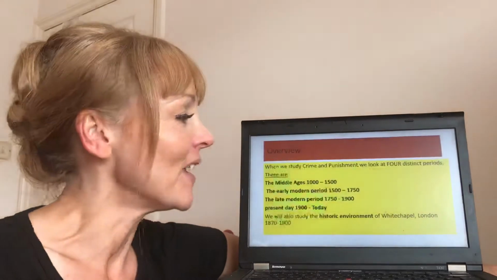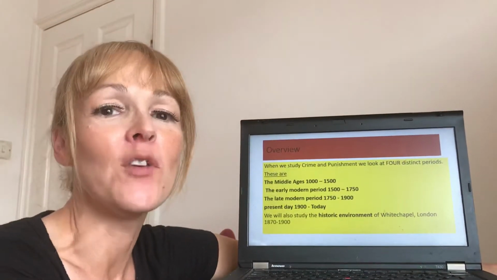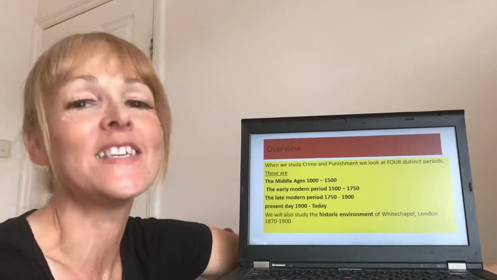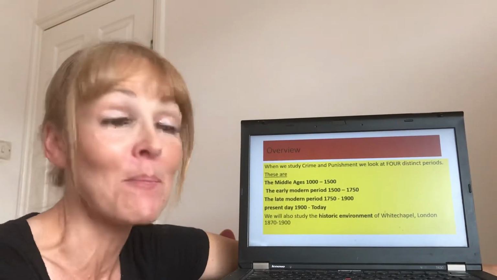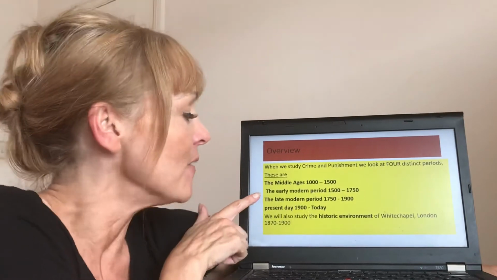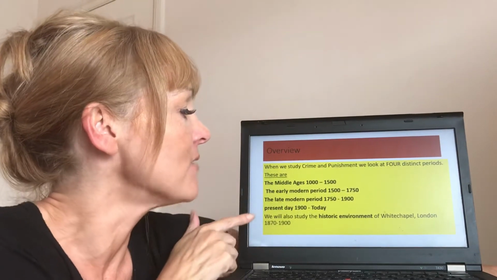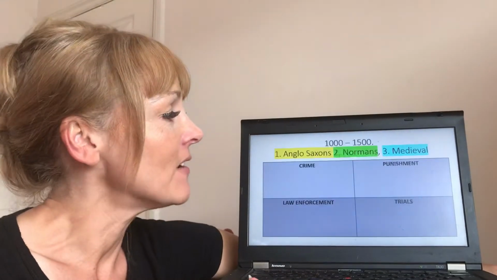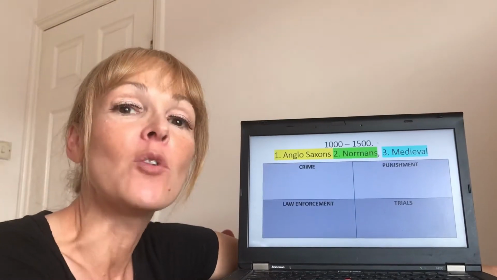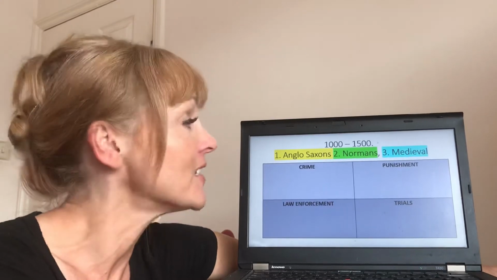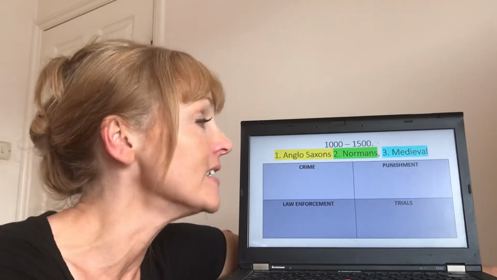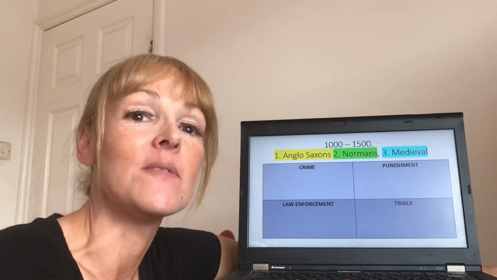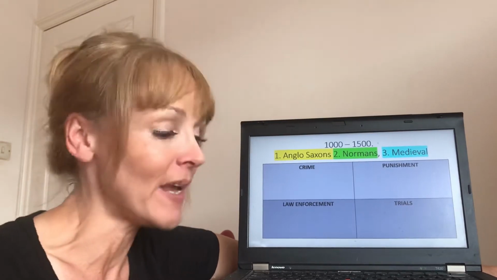Before we start properly, I just wanted to remind you of the overview of the whole course, which covers 4 distinct areas, and the one that we're looking at the moment is this first one here, the Middle Ages, which runs from 1000 to 1500. And so far, you've covered quite a significant part of that. So you have looked at the Anglo-Saxons and the Normans, and today's lesson you're going to look at the third and final part of that, which is the later medieval period.